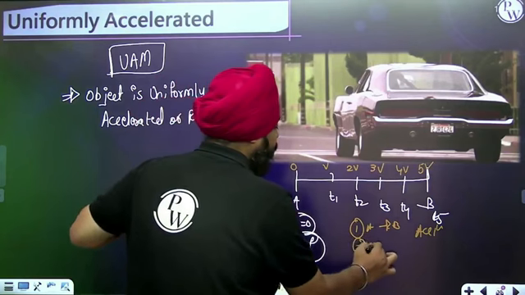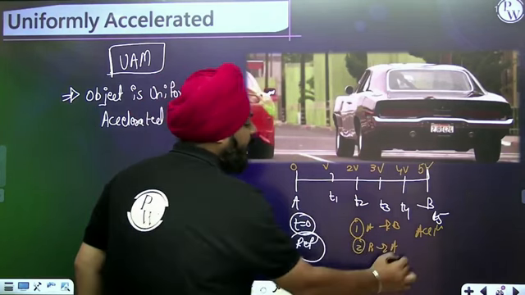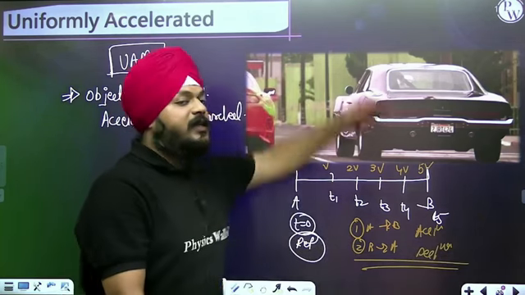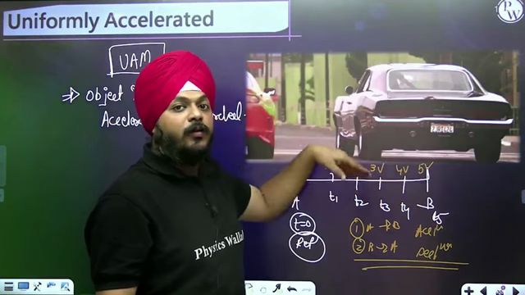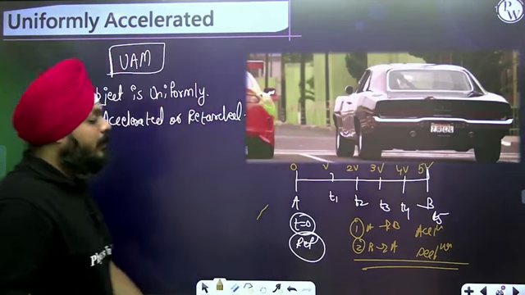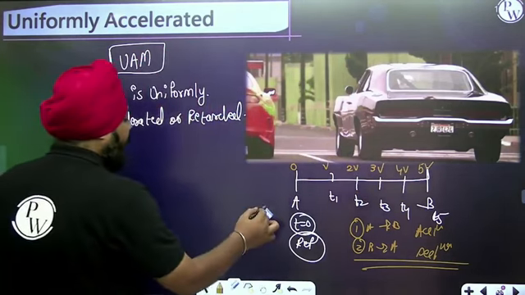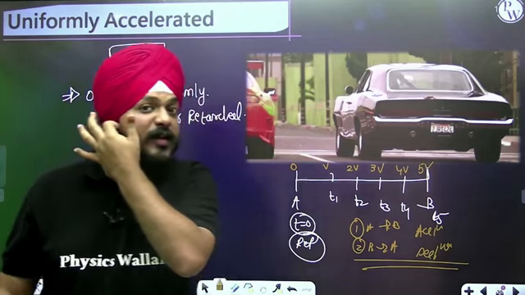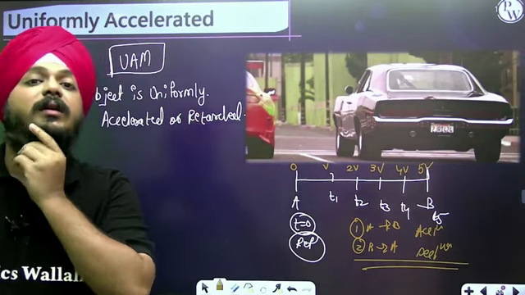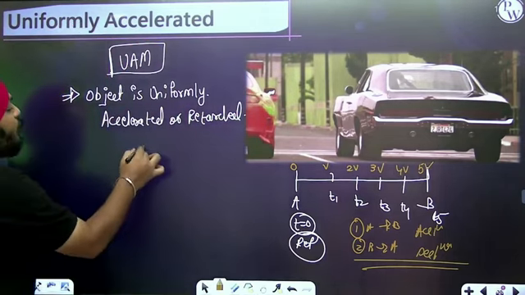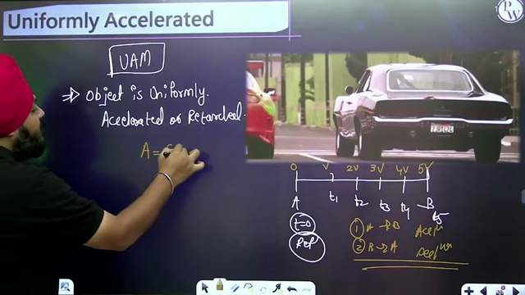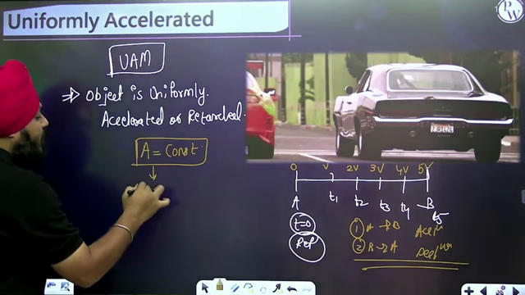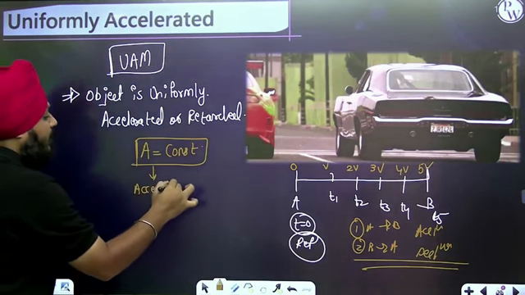But when we say from B to A, it is a case of deceleration, or retardation. Why? The velocity is uniformly decreasing with respect to time. So what is the case of uniformly accelerated or retarded motion? It is the one in which the acceleration of the system is constant.